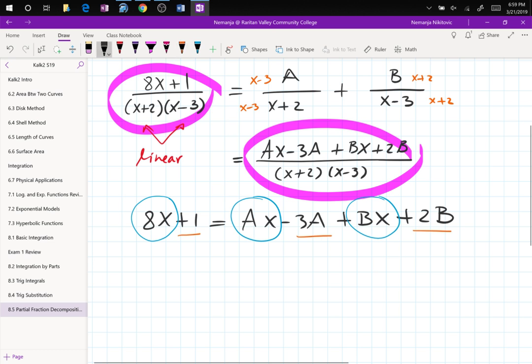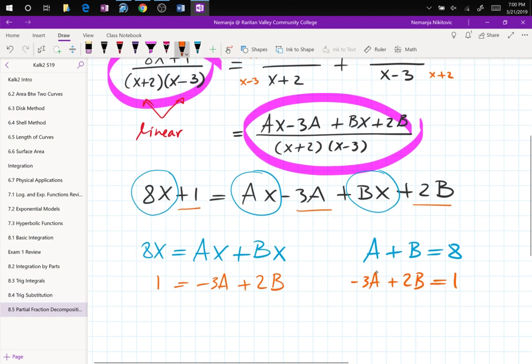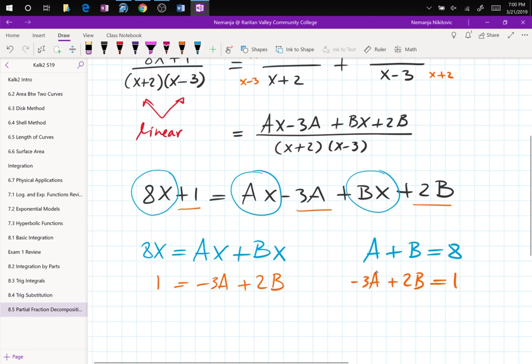So what do I have? The first equation, the one in blue, says that 8x is equal to ax plus bx. If I cancel x everywhere, I get the equation that a plus b is equal to 8. The second equation, which is the orange equation, says that 1 is equal to negative 3a plus 2b. So, negative 3a plus 2b is equal to 1. Here is my system of 2 equations, 2 unknowns.